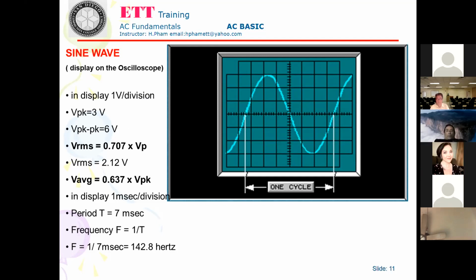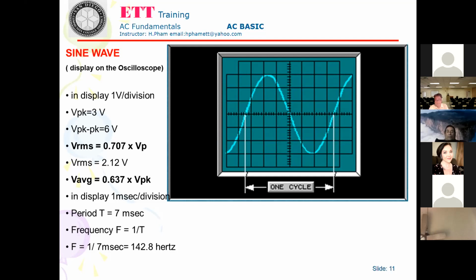Mr. Pham, so for example, if the voltage per division is 2, that means the answer will be 12 volts, right? Yes, it depends on the setting. If you set 2, it will be 12. Okay, make sure it's clear for everyone. This is what you will encounter when you start doing your lab.